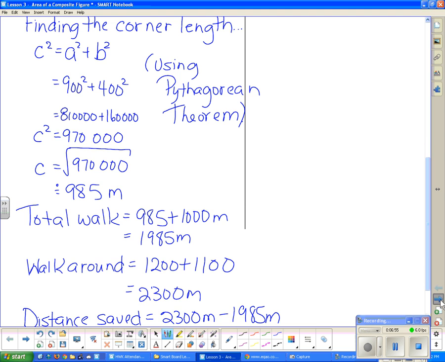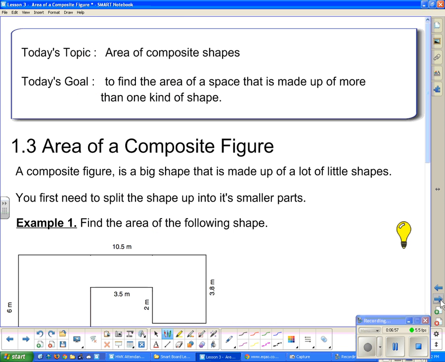Okay, moving along to our new lesson. Today's topic is area of composite shapes, and today's goal is to find the area of a space that is made up of more than one kind of shape. So make sure you record that on your yellow goals page. And you may need to pause the video to give them some time to copy that.